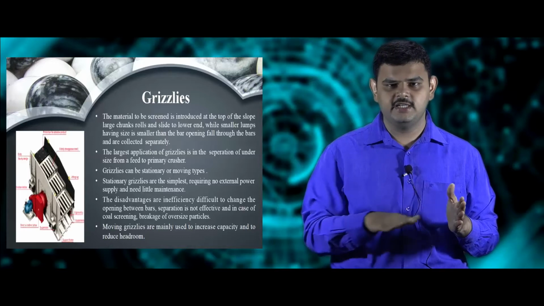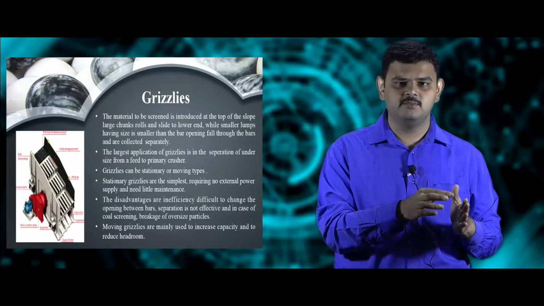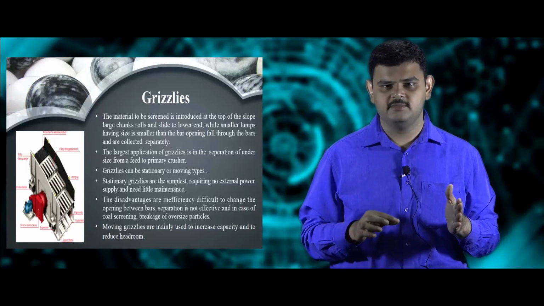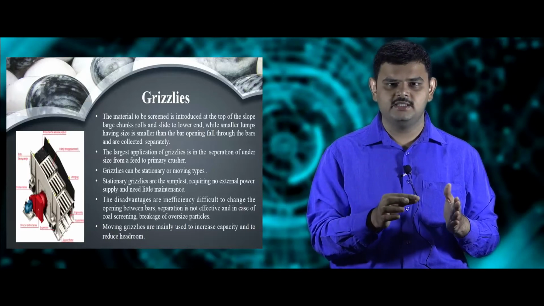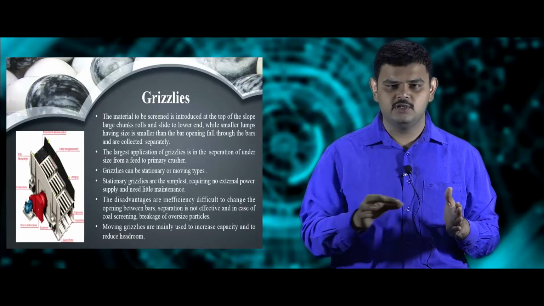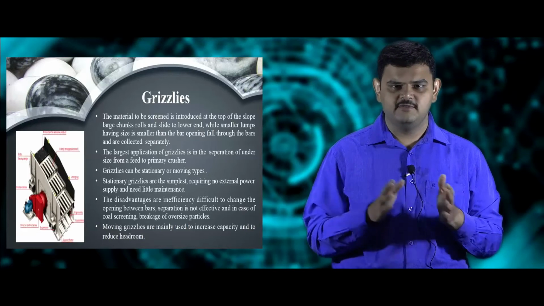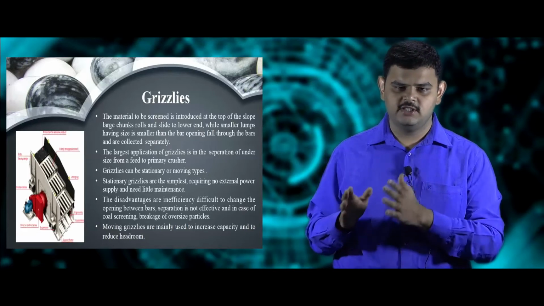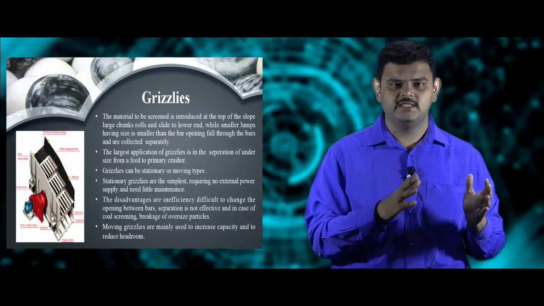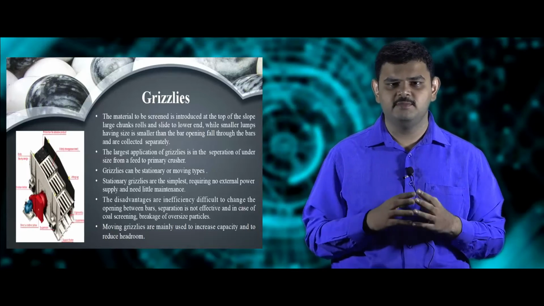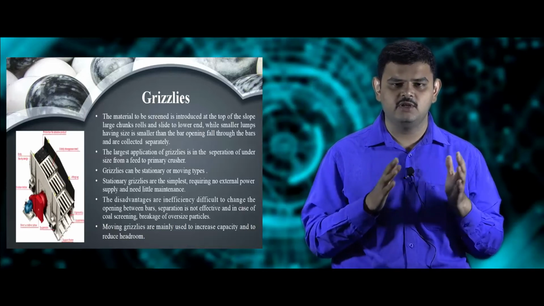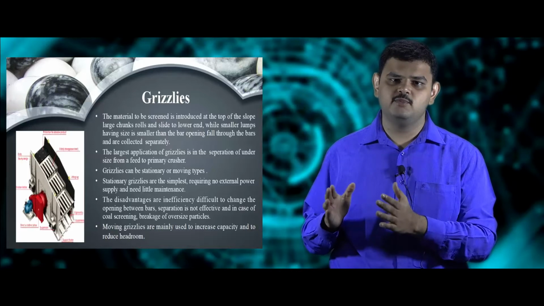They are kept on an inclined plane, and the particles moving from the top roll on the grizzlies and settle at the bottom. The undersize particles are collected at the bottom, and the higher size particles are rolled over to the next grizzlies. There are two types of grizzlies. One is stationary and the other one is moving. The stationary grizzly has no power requirement, but it has a problem of breaking the particles. Moving grizzlies have higher efficiency, and they are the most widely used.